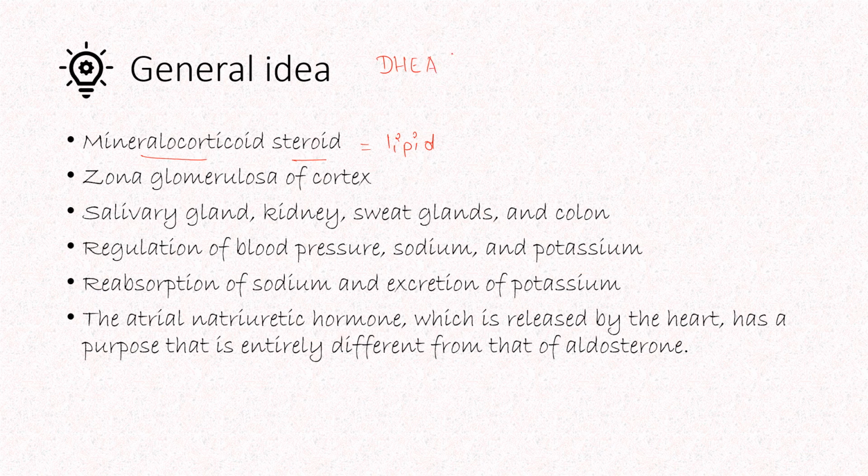DHEA, which means dehydroepiandrosterone, is the main steroid in the human body. Aldosterone is produced in the cortex, in the zona glomerulosa, and it has control over the salivary glands, kidney, sweat glands and colon. It regulates blood pressure, sodium and potassium.